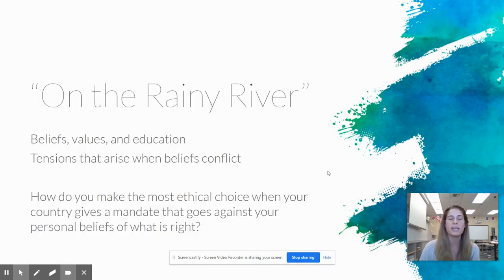Here's a more specific example from On the Rainy River. So perhaps I'm interested in beliefs, values, and education, and more specifically, how tensions arise when different beliefs conflict. So perhaps a global issue I want to explore is how do you make the most ethical choice when your country gives a mandate that goes against your personal beliefs of what is right?